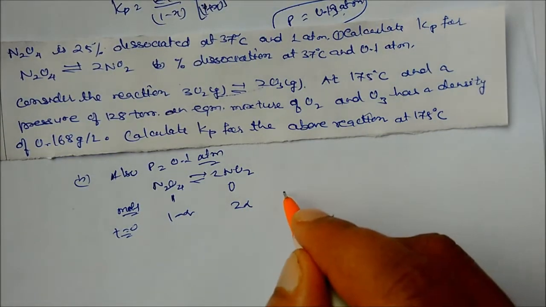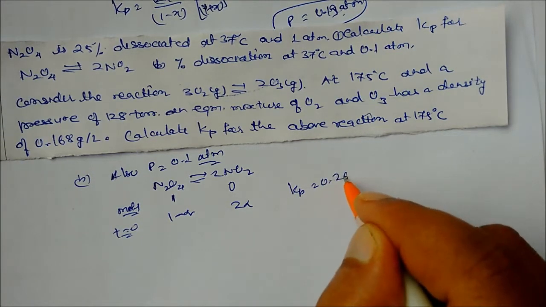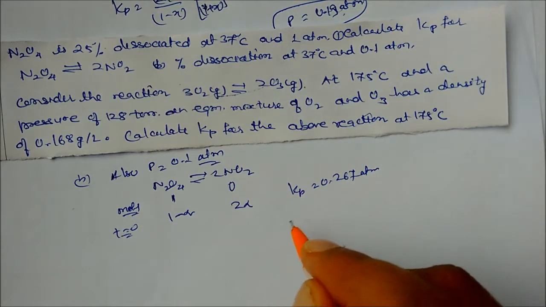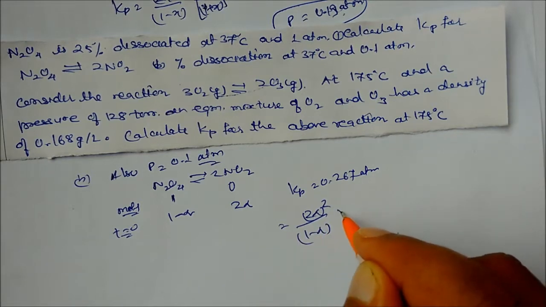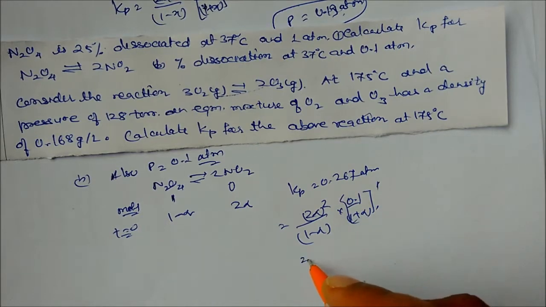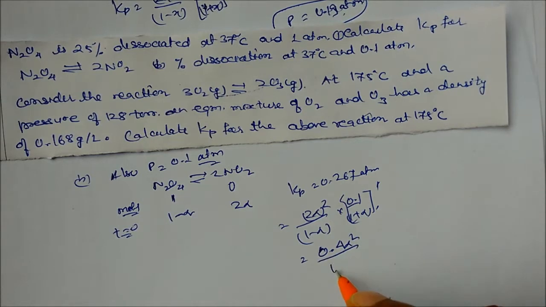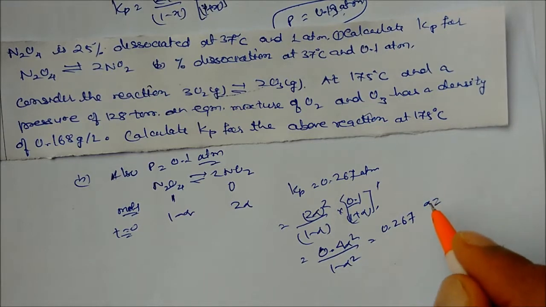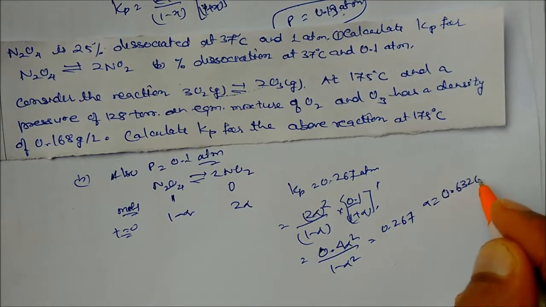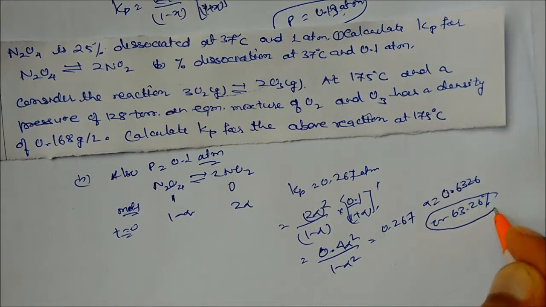So Kp we know that. Kp is given here, already, that is 0.267 atm, so we can use this value. This is equal to 2 alpha whole square divided by 1 minus alpha, and here pressure is given 1, this is 1 plus alpha, and whole is 1. So on solving this is given 0.4 alpha square divided by 1 minus alpha square, that is equal to 0.267, and alpha will be here again 0.6326, or we can write 63.26%. So this is the value of alpha.